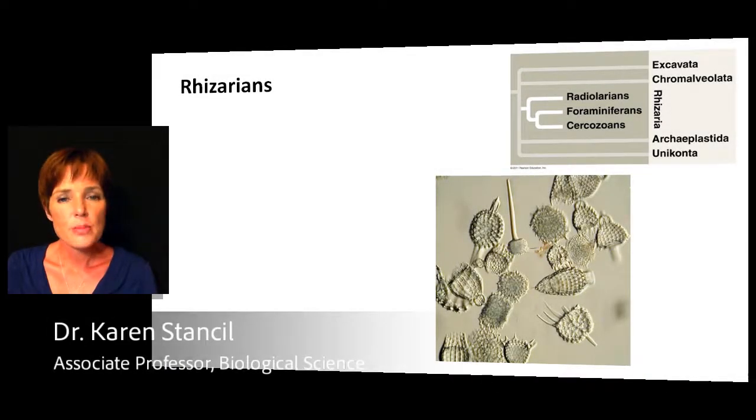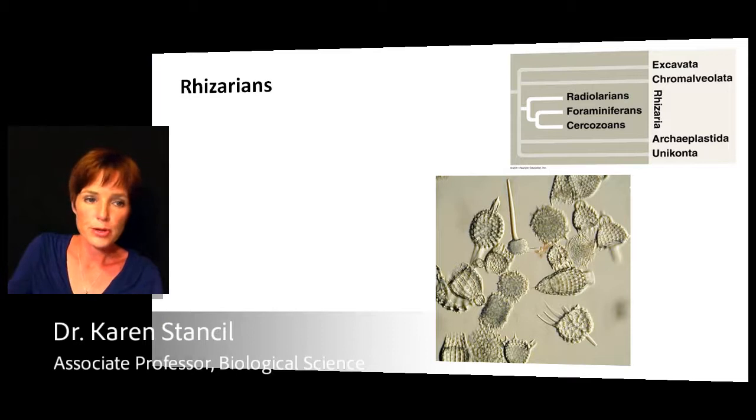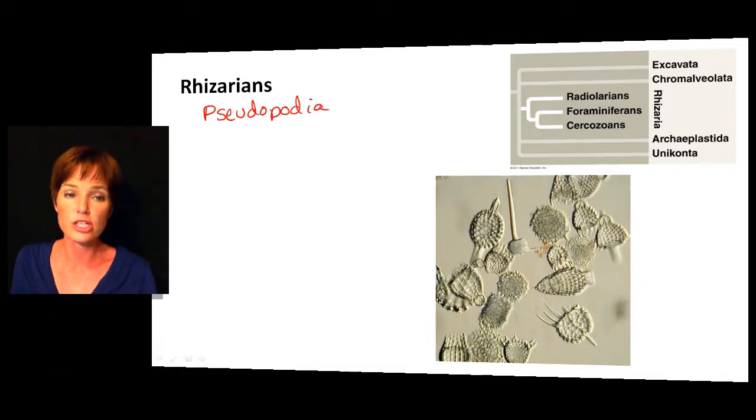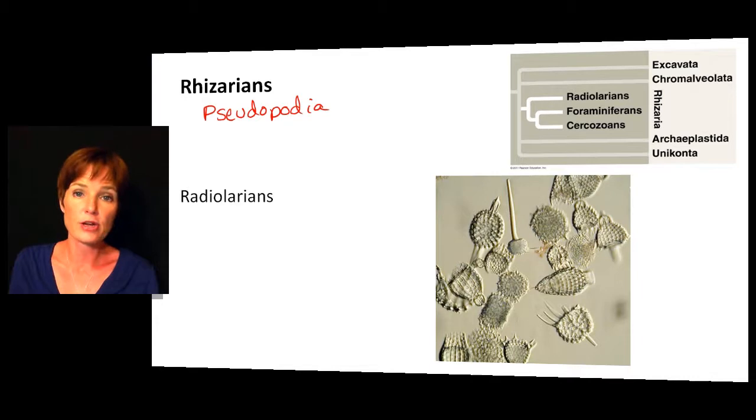The rhizarians are most known for pseudopodia. Pseudopodia are very, very long projections, and these are going to be very thin projections from the cell, and these can be used for feeding, or they could also be used for movement and moving around. We've got three groups within the rhizarians that we're going to talk about, and the first up is the radiolarians.